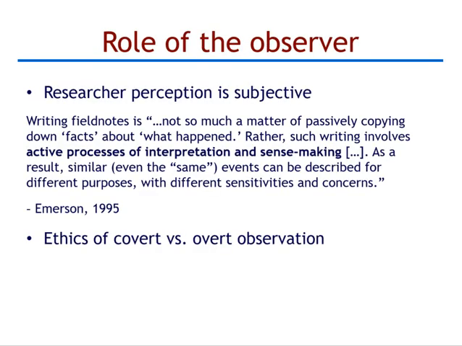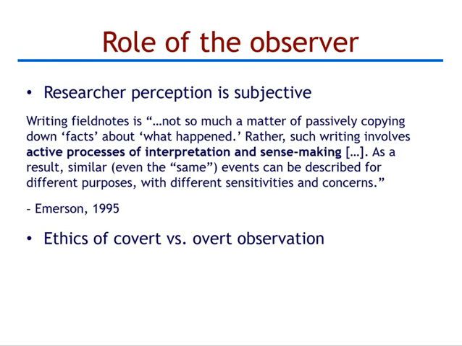An important feature of observation pertains to the presence of the researcher. So the presence of the researcher influences to varying degrees what is observed and how it's interpreted. Perception is relative, right? When we look at the same scene or the same object, different people will see different things. And this co-production of data between the researcher and the people and the scenes they're observing is part of what makes observation data so rich. The sociologist Bob Emerson makes this point when he says writing field notes isn't so much passively copying down facts, but rather it's an active process of interpretation and sense-making.